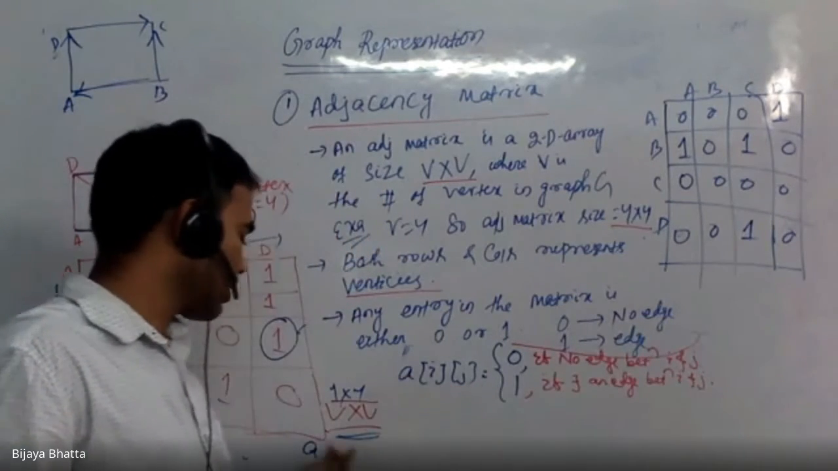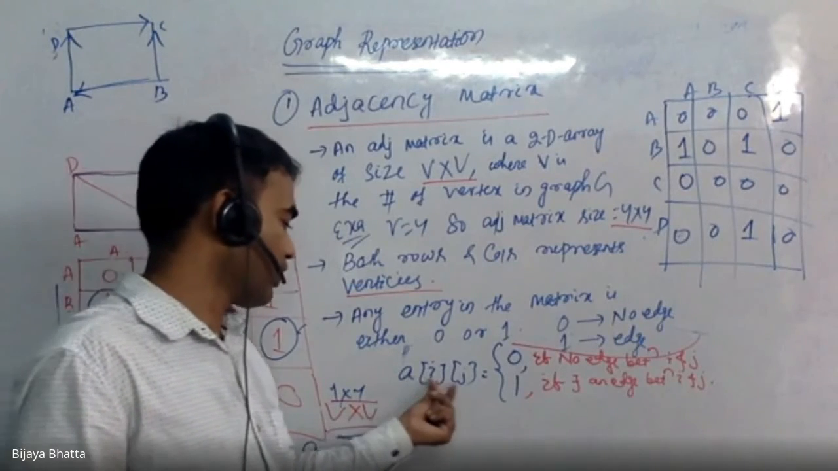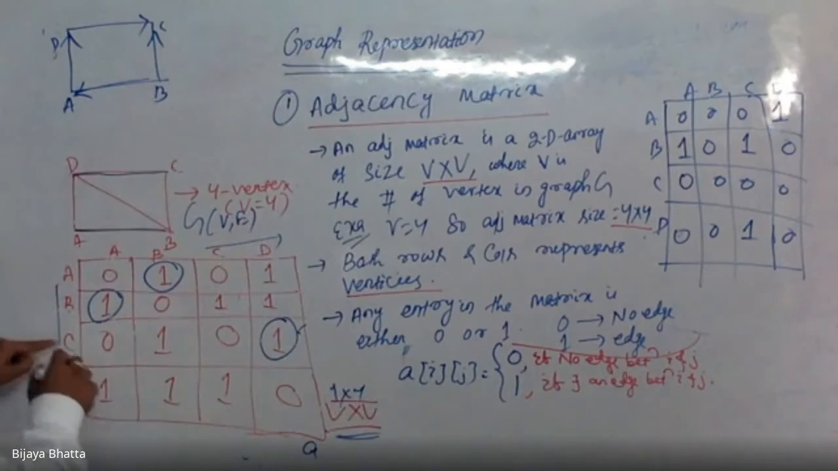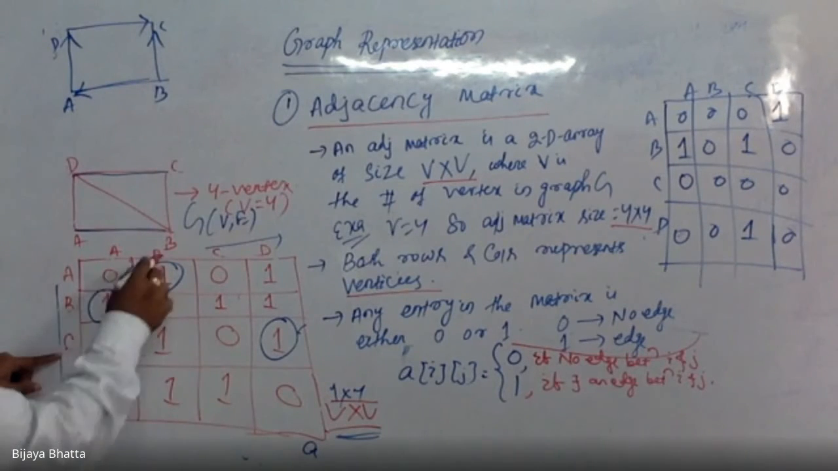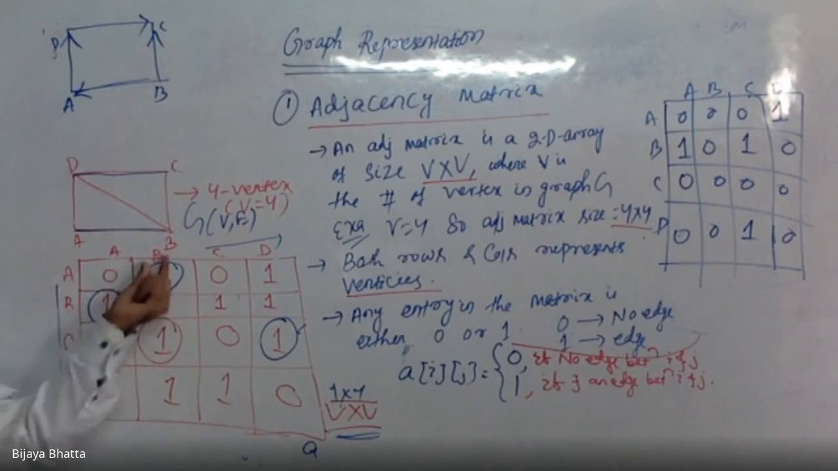So how is it represented? Suppose this is my matrix A. So A of ij equal to 0 means no edge between i and j. Suppose C and B, there is an edge. If you look into it, there is an edge, so that's why it is 1.